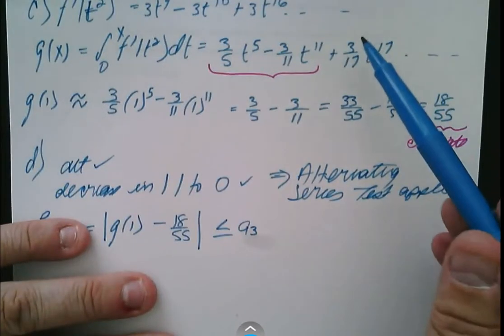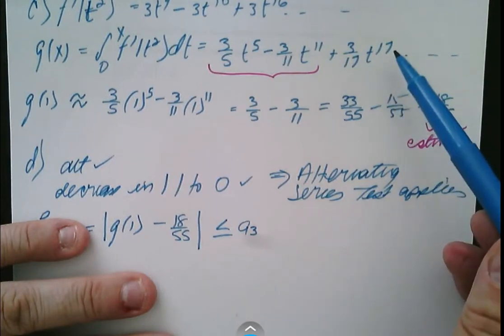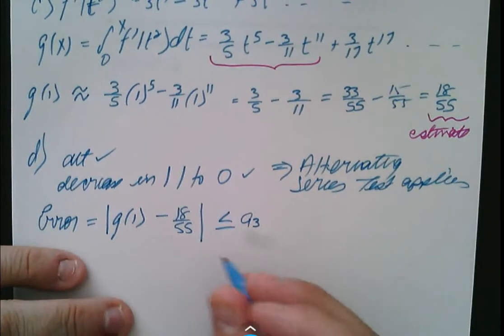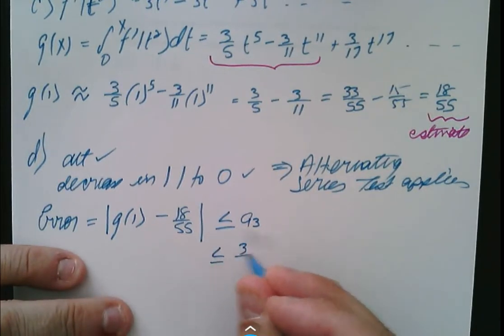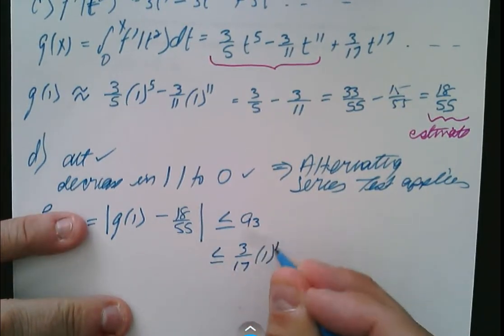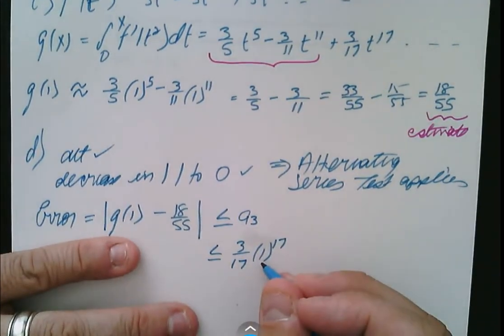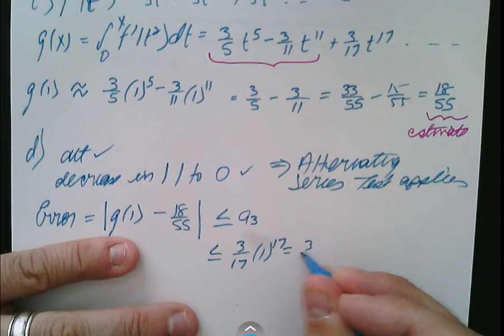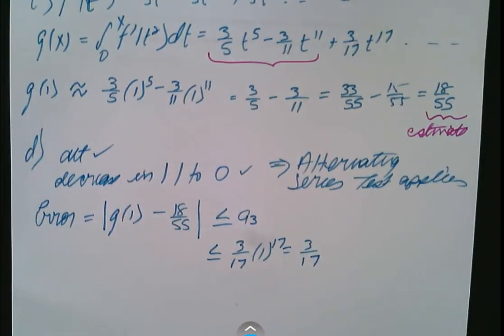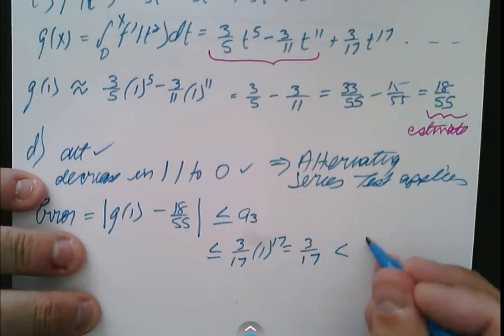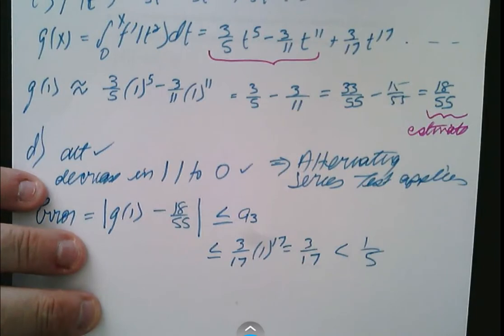Here we are, 3/17 t to the 17th. That's the third term. So my error is less than or equal to 3 over 17 times 1 to the 17th power. 1 to the 17th power is 1. 3 over 17 times 1 is 3 over 17, and 3 over 17 is less than 1 over 5.